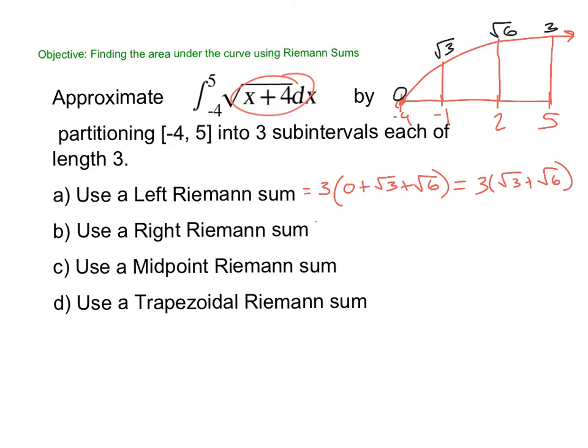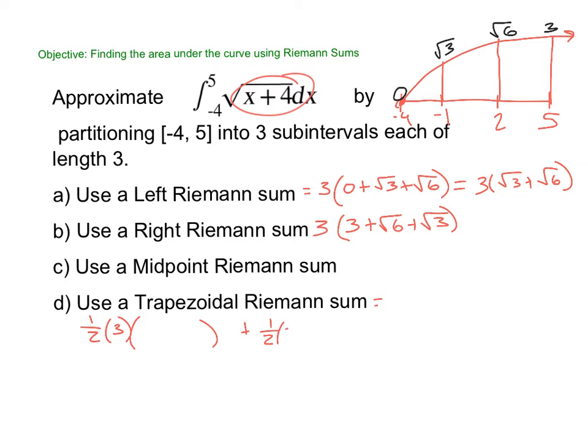Then I'm going from the right. So this time we're plugging in 3, √6, √3, going backwards. Again, I'm just going to leave it like that because I don't want to do anything else. I'm going to jump to trapezoidal because the midpoint I have to do more work. Okay, so for trapezoidal, 1/2, my width is 3.